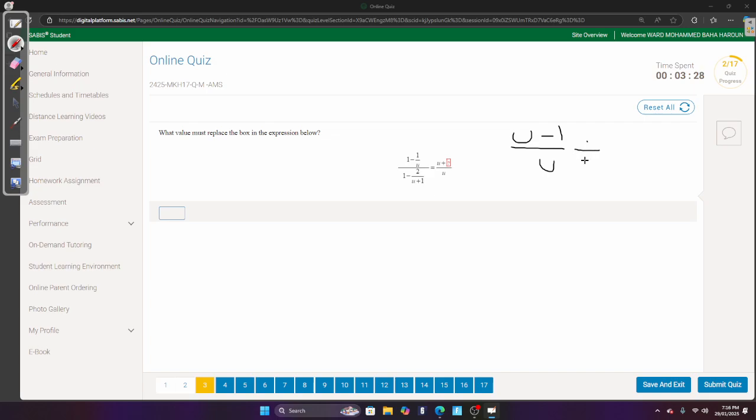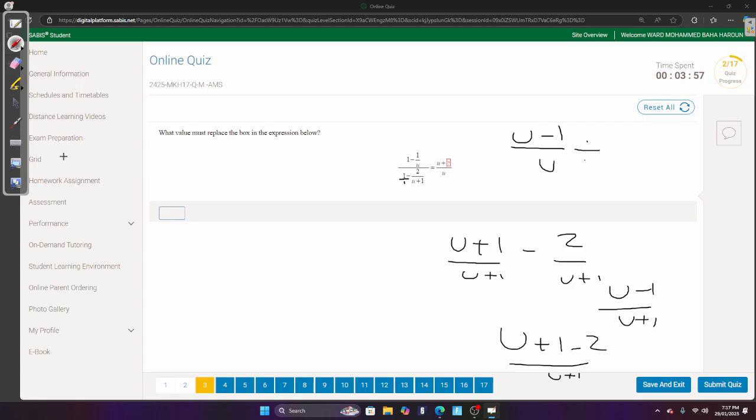Now, divided by, because this long line is division, you want similar denominators, so you make this over 1, and you multiply both of them by u plus 1, so you can have similar denominators. It's going to be u plus 1 over u plus 1 minus 2 u plus 1. Now we have similar denominators. We're going to do what we did here. Put these two together. U plus 1 minus 2 over u plus 1. Now we can simplify 1 plus 1 and minus 2. It's going to be u minus 1 over u plus 1. Okay? So that's the answer.